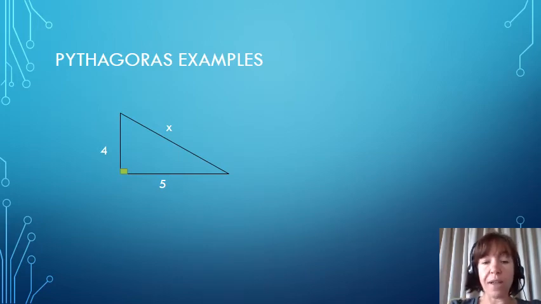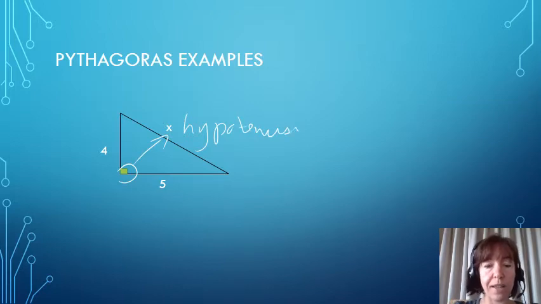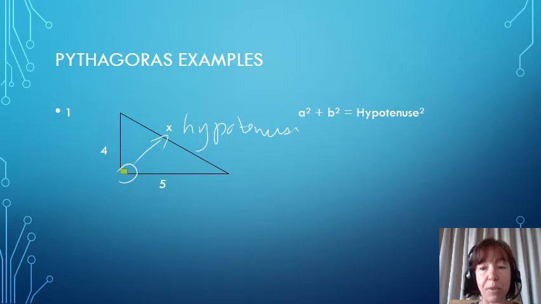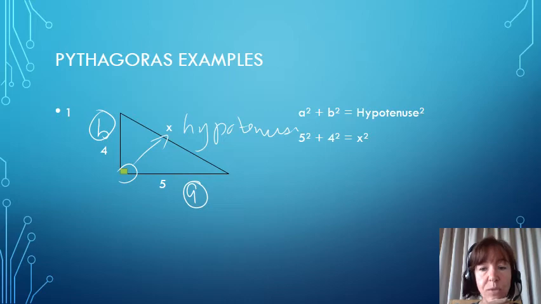I've got a 4, a 5, they are on either side of my right angle. So opposite my right angle is my hypotenuse. So I know that that is the one as my hypotenuse. So I know that a squared plus b squared equals the hypotenuse squared. Now it doesn't matter which one I choose as a or b, in case you're wondering. I could have chosen it the other way around because it doesn't matter which way you add.